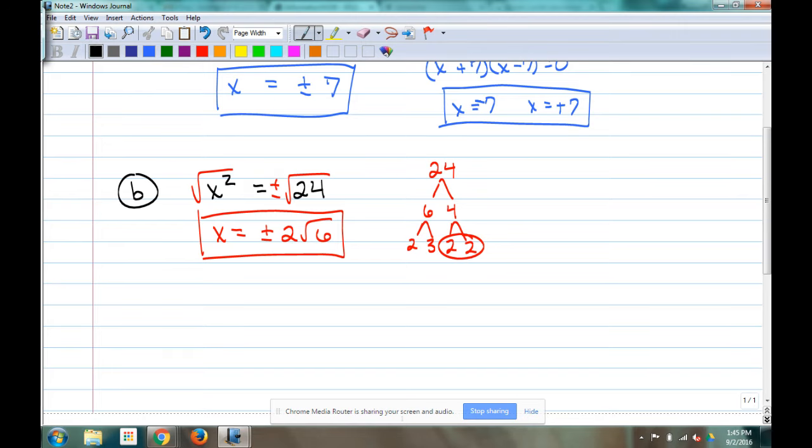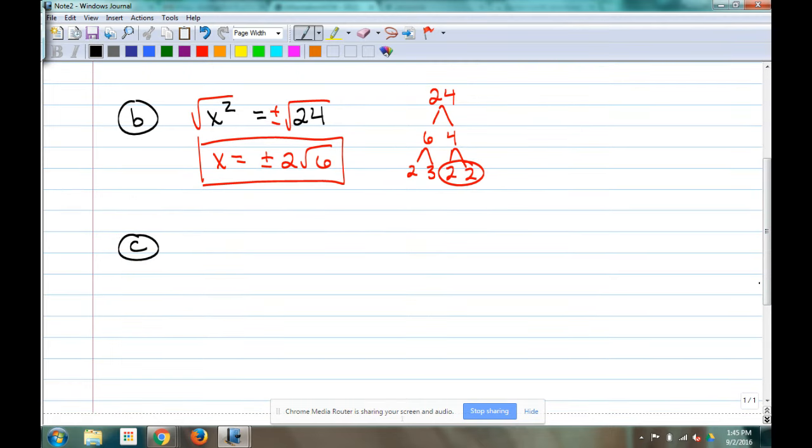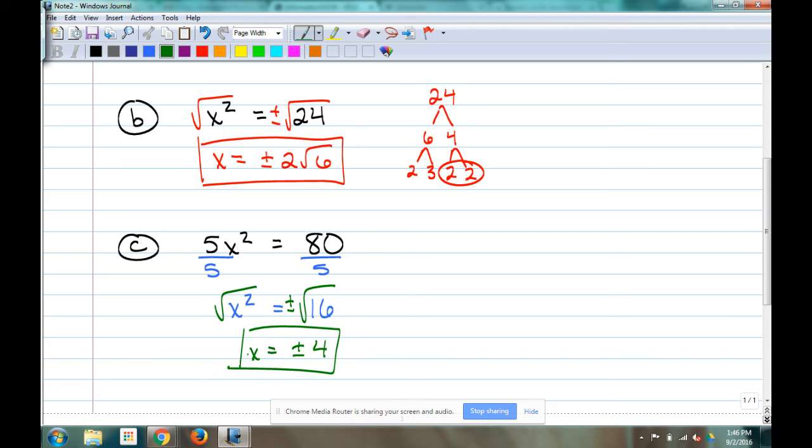Okay, so pretty easy. Let's go a little level up here to 5 x squared is equal to 80. Maybe something like that, where the x squared is not by itself yet. Can we get it by itself? Yeah, divide by 5. 80 divided by 5 is 16. And then you take the square root. So x equals plus or minus 4. Positive 4 and negative 4 are the two answers for that.